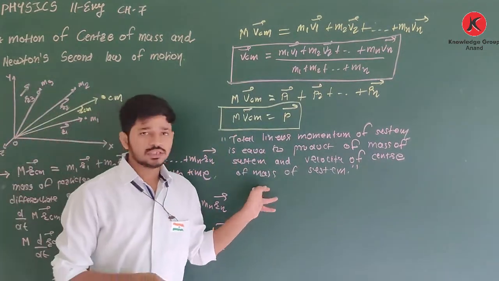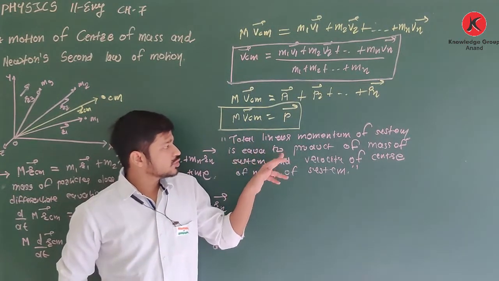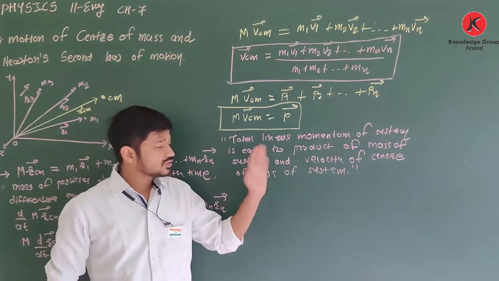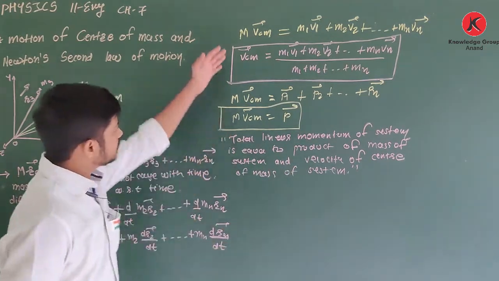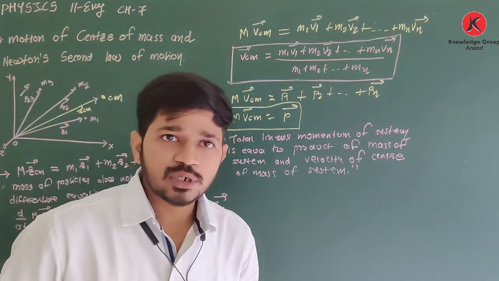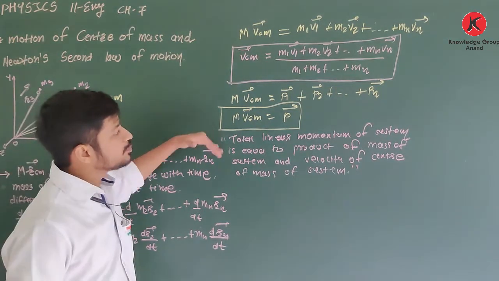Sometimes it is a question that you have to prove: total linear momentum of the system is equal to the product of the mass of the system and the velocity of the center of mass of the system. Prove this equation. So you have to prove this. Clear about this? So that is one piece of theory up to here.